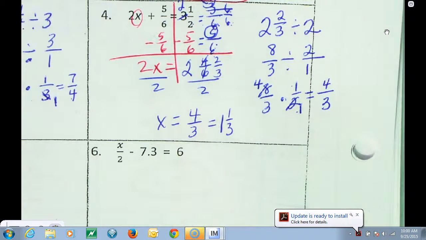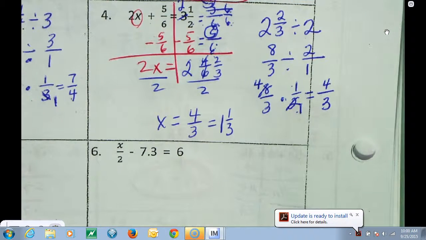Okay, we're going to do a couple on our own. Just put that to the side just a minute. Don't put it up, put it to the side.